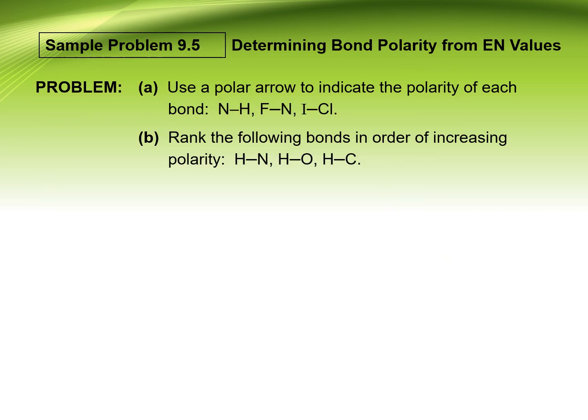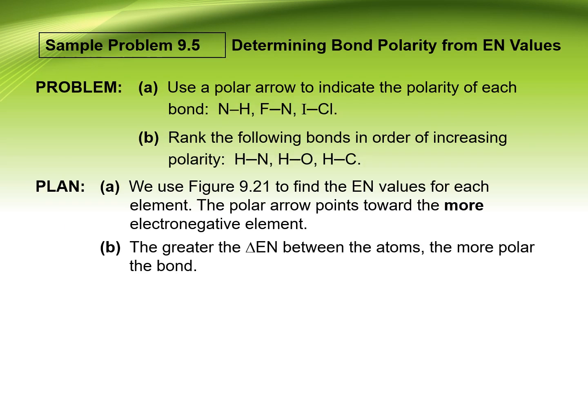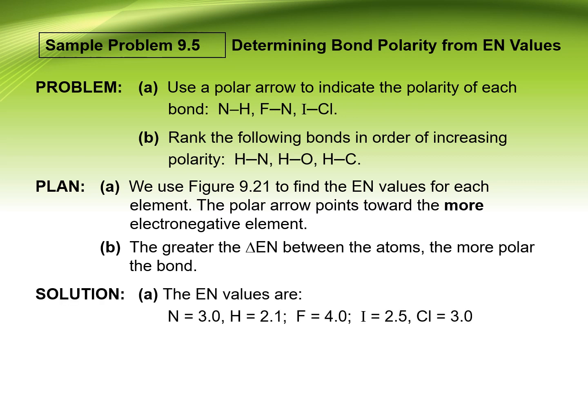Okay, you can use the electronegativity value to determine the bond polarity. For example, use a polar arrow to indicate the polarity of each bond. So you must know the electronegativity of the atoms, and the arrow must be pointed to the atom that is more electronegative.